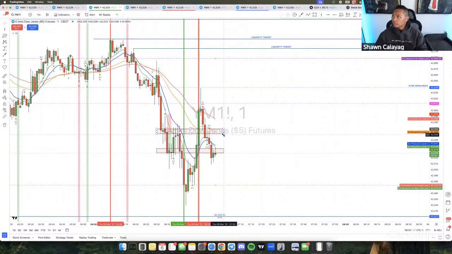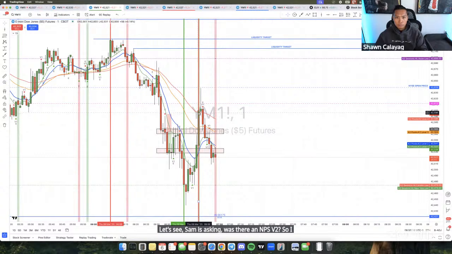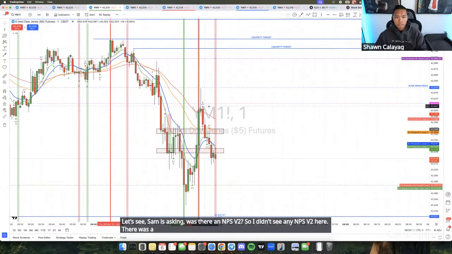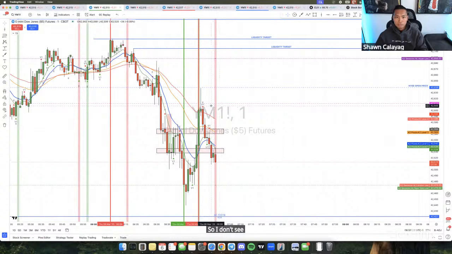Let's see. Sam is asking, was there an MPS V2? So I didn't see any MPS V2 here. There was a buy signal here, so the green candle would have to close up here. So I don't see any MPS V2 here, but there was a V1 right there. A couple of V1s actually, engulfing V1, V1, V1 right there.